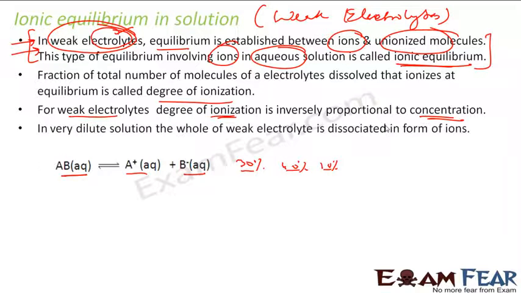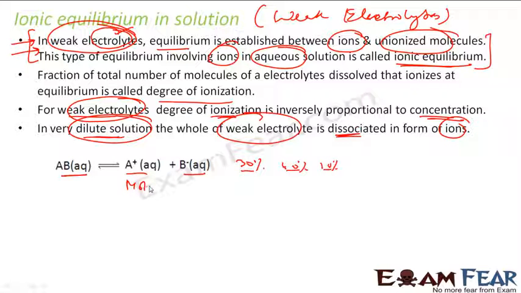And why is this so? Because in a very dilute solution, the whole of the weak electrolyte will dissociate in the form of ions. If it is very weak and very dilute, then it will dissociate more. Correct? Because here we talk about mole per liter. Now, if you increase the volume by diluting it, the concentration will decrease, right? If this decreases, the reaction will move in the forward direction. Simple Le Chatelier principle, and then it will get ionized more. Correct? So, if you make a weak electrolyte more dilute, it dissociates more.